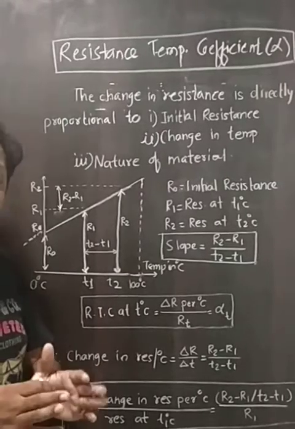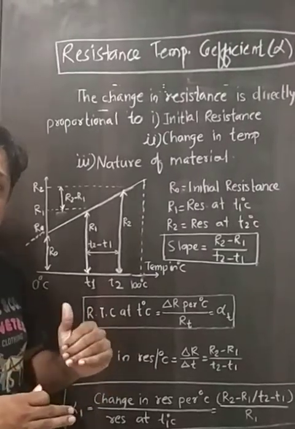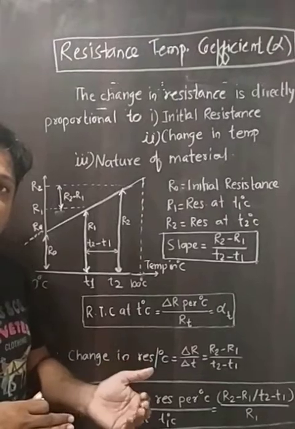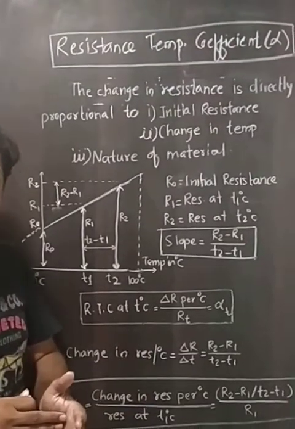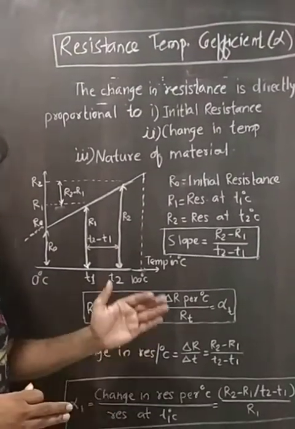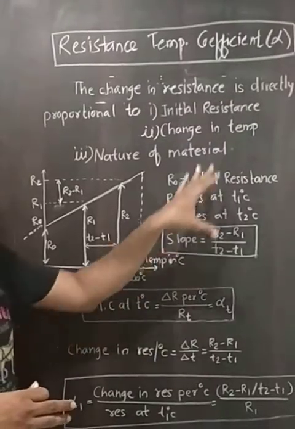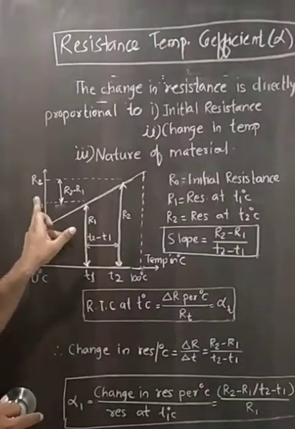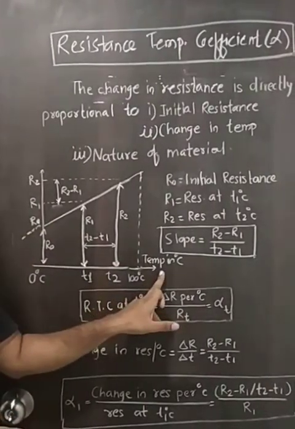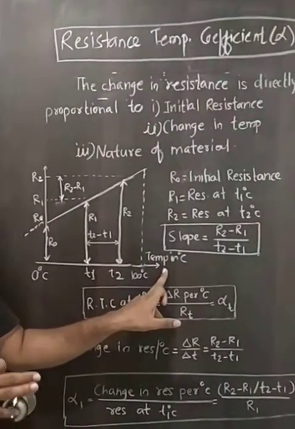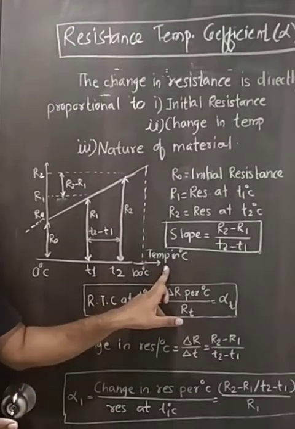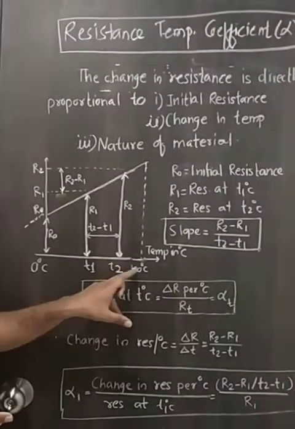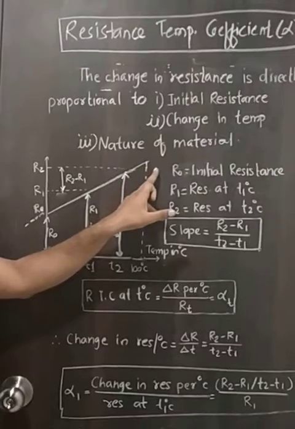If it is a metal or alloy material, then resistance increases as temperature increases. If it is insulators and semiconducting material, then resistance decreases as temperature increases. Now in this case we will consider the resistance versus temperature graph of a pure metal. All metals have a positive temperature coefficient, which means as the temperature increases, resistance increases.